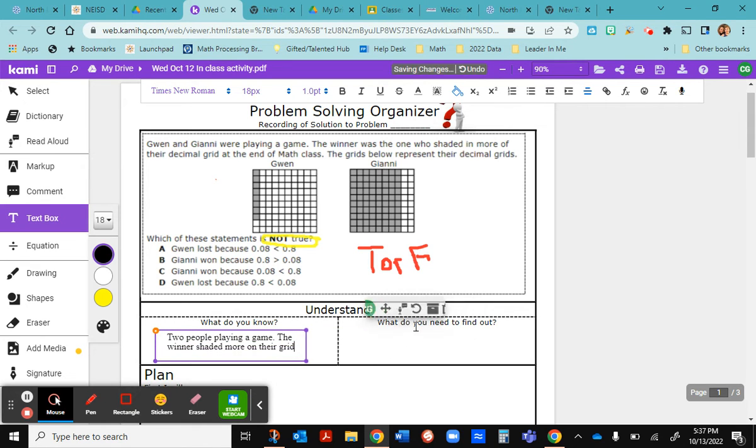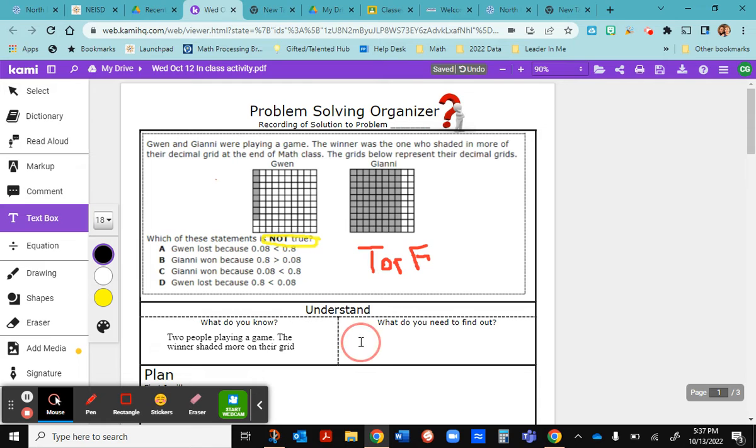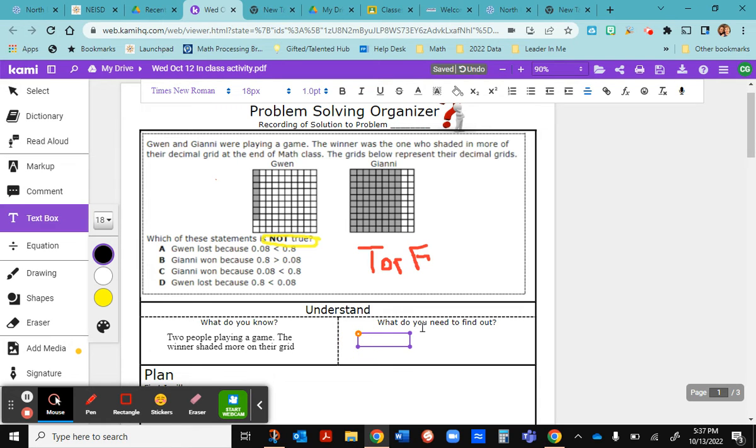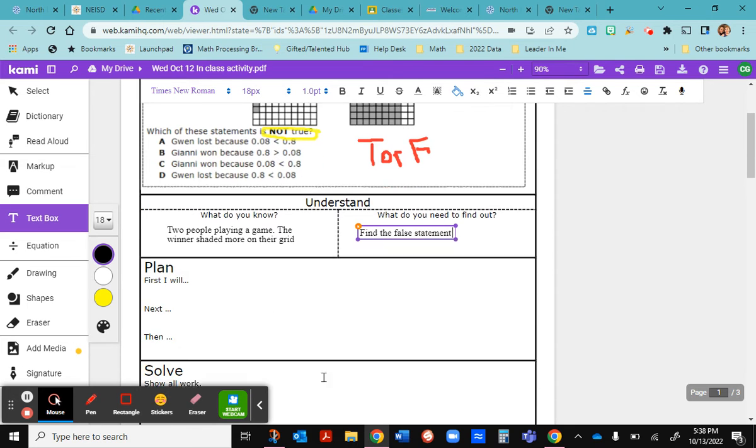So now that we have that as a fact, what do I need to find out? Yes. We're going to compare the grids. The grids represent the decimal grids. Which of these statements is not true? So I'm going to find the false statement. We just need to find it, okay? So what do I need to do?